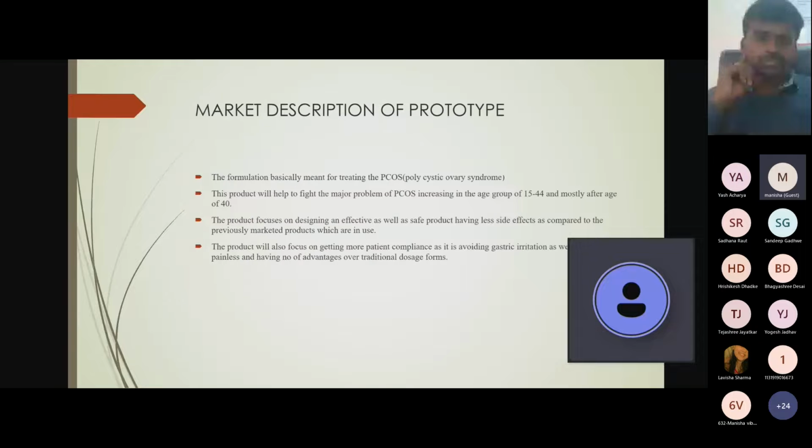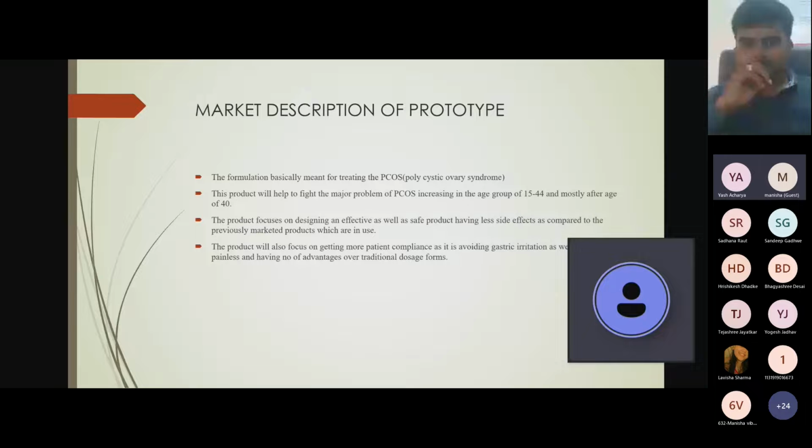Okay, so this is the market description. Our formulation is basically meant for treating PCOS. This product will help to fight against this major problem, which generally occurs between the ages of 30 to 44, or majorly after the age of 40.